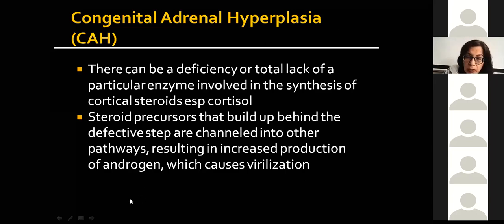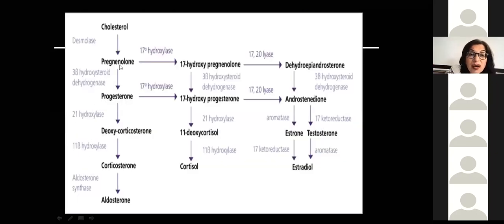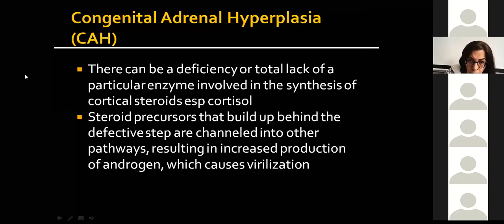All right. Steroid precursors build up behind the defective step. I told you there is a defective step, behind it there will be a lot of rush. The build-up results in increased production, and they are channeled into other pathways. They cannot come here. There is a block over here. The precursors are accumulated over here and channeled into the other pathways, in this pathway and in this pathway. Okay? Resulting in increased production of androgens, which causes virilization.